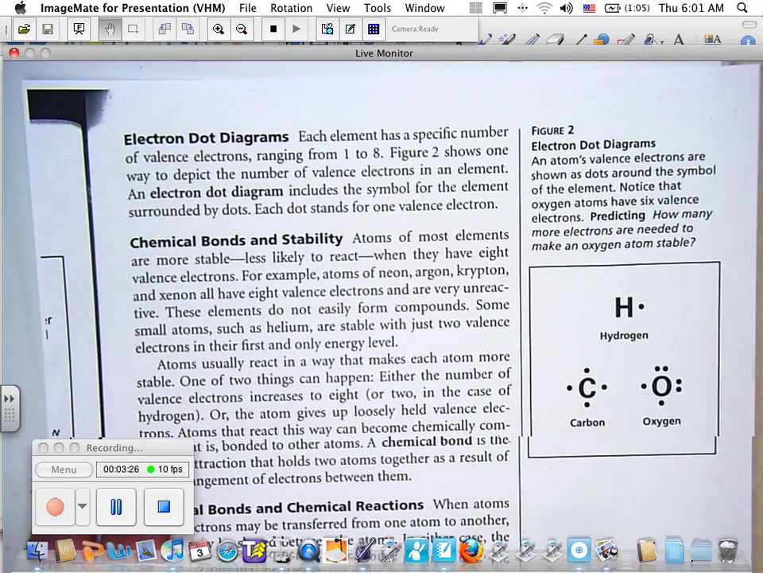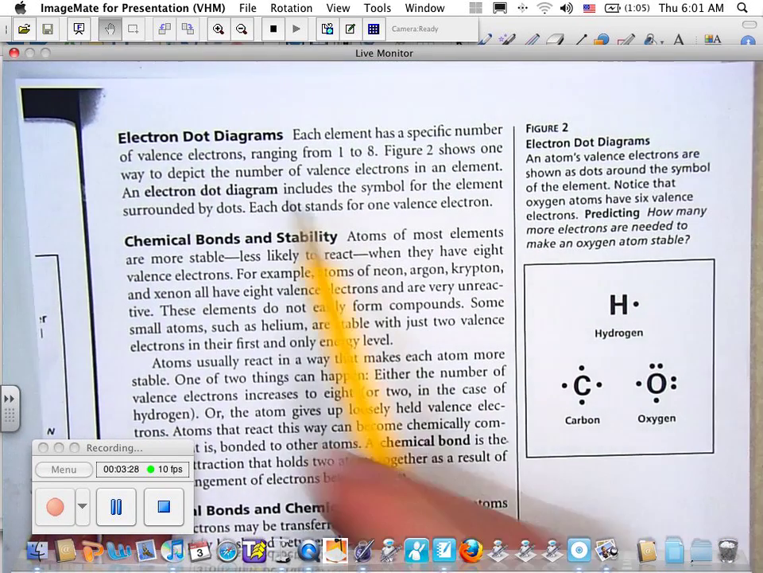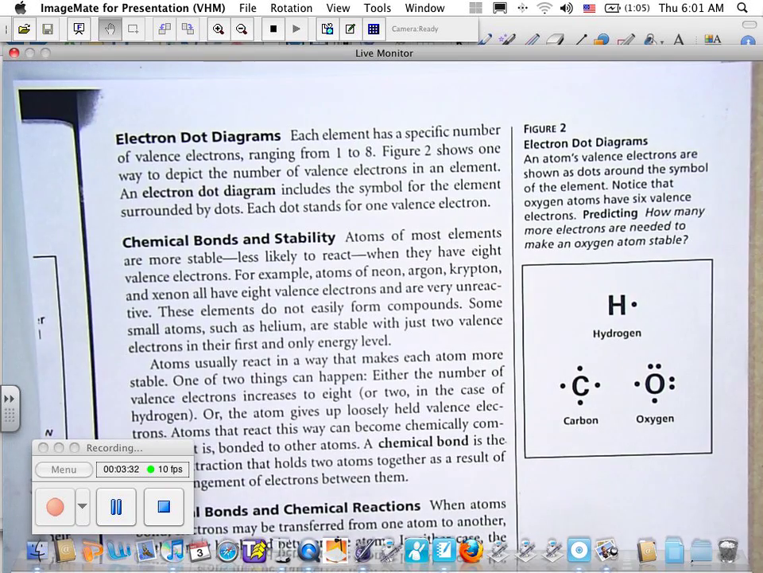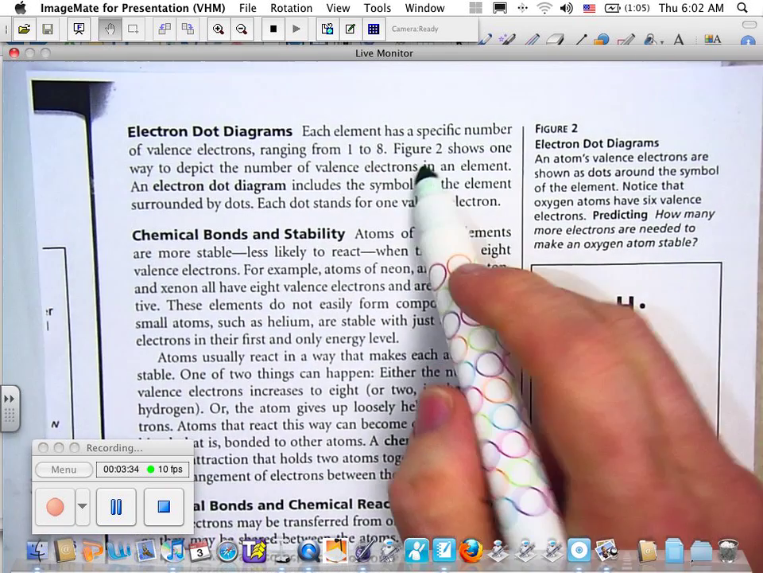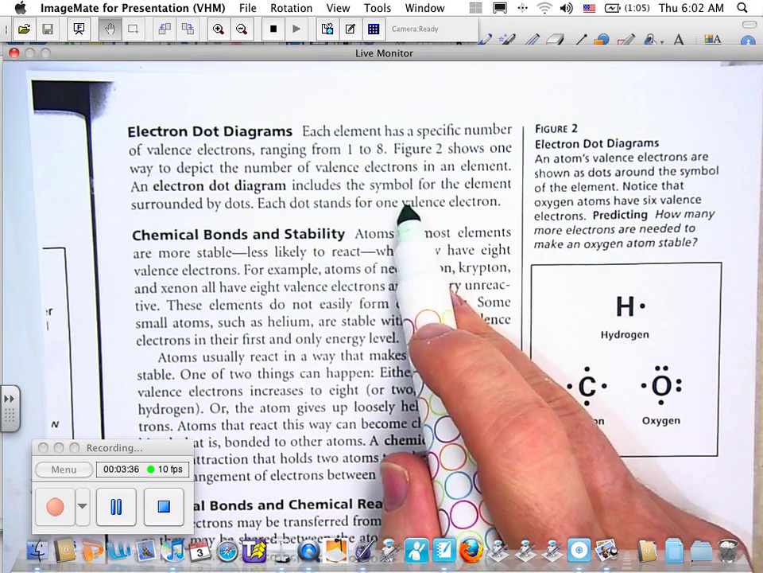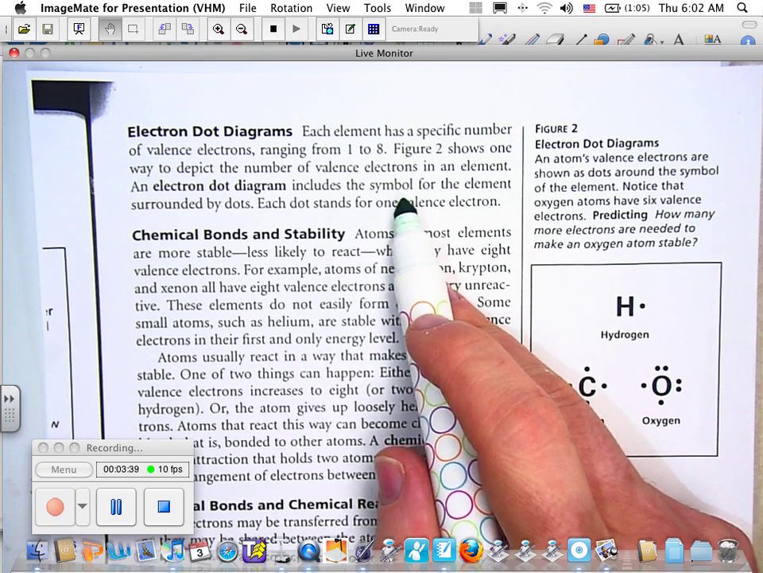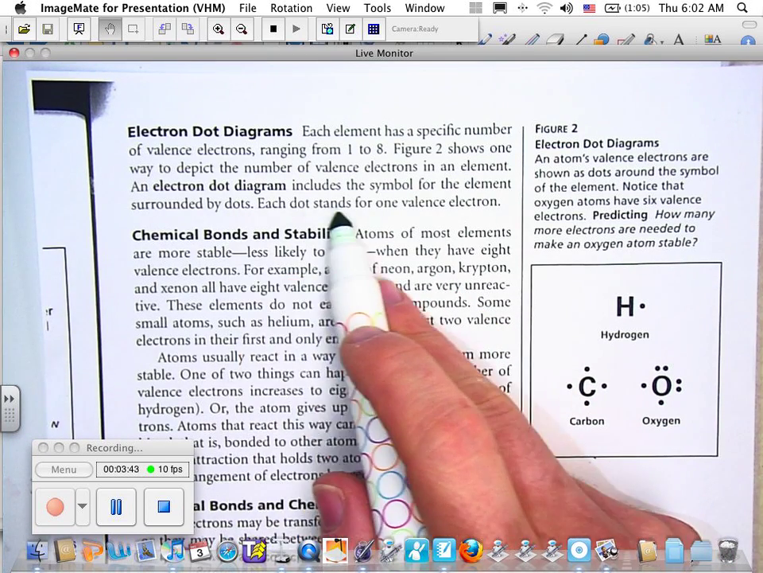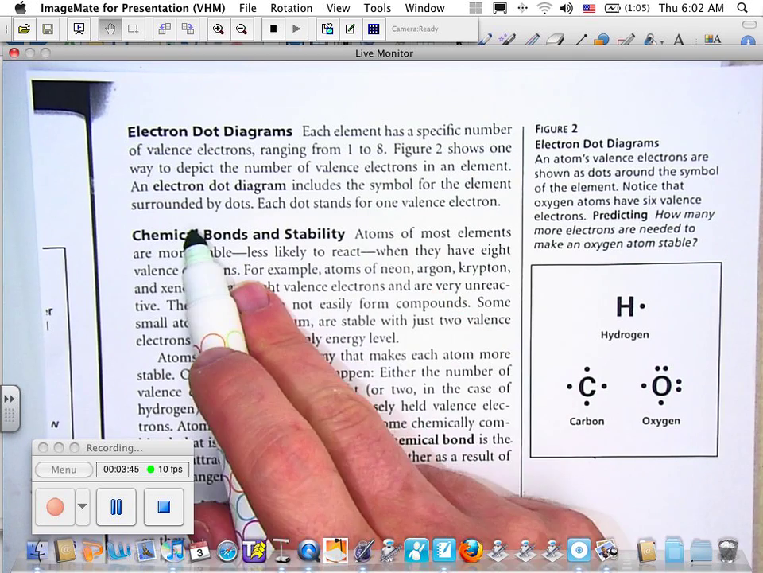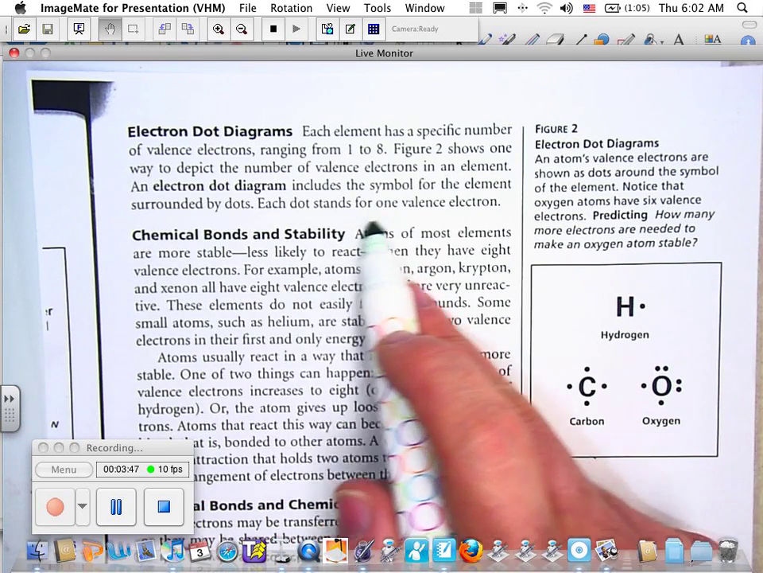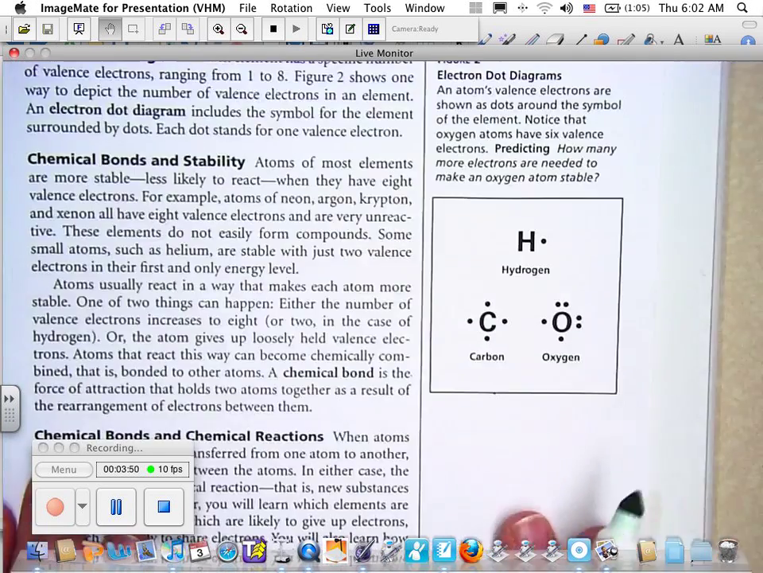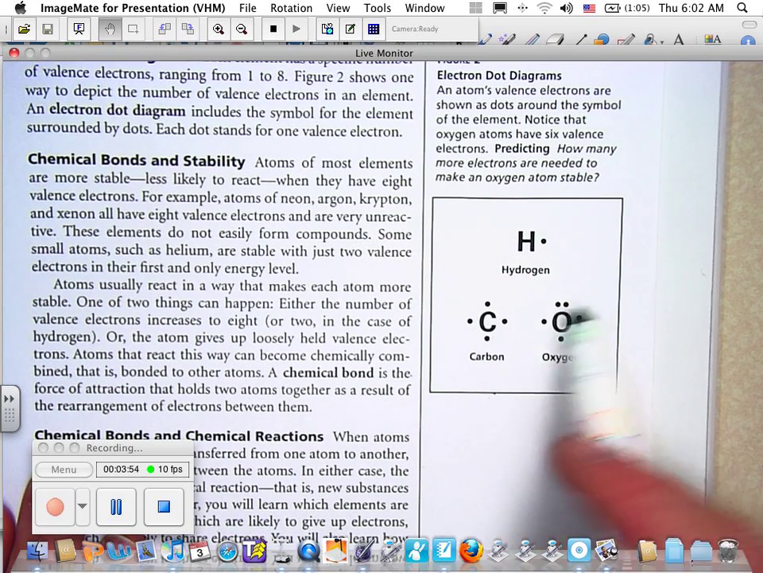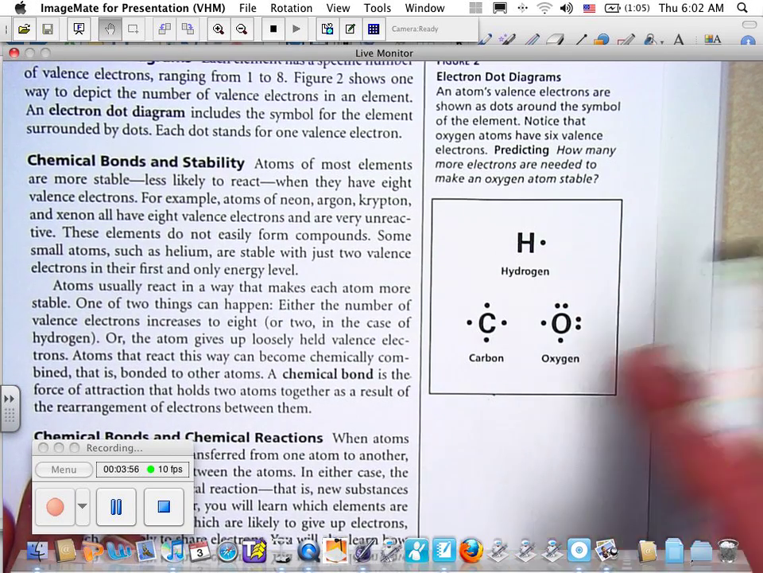Electron dot diagrams. Each element has a specific number of valence electrons, ranging from 1 to 8. Figure 2 shows one way to depict the number of valence electrons in an element. An electron dot diagram, vocab word, includes the symbol for the element surrounded by dots. Each dot stands for one valence electron. Here's figure 2 right here. See, hydrogen has one valence electron, carbon has 4, and oxygen has 6, it looks like.